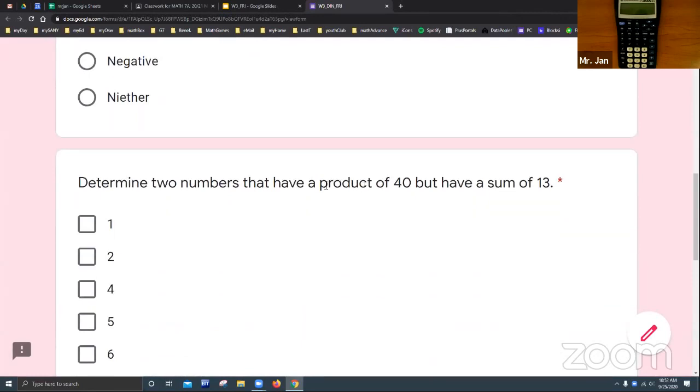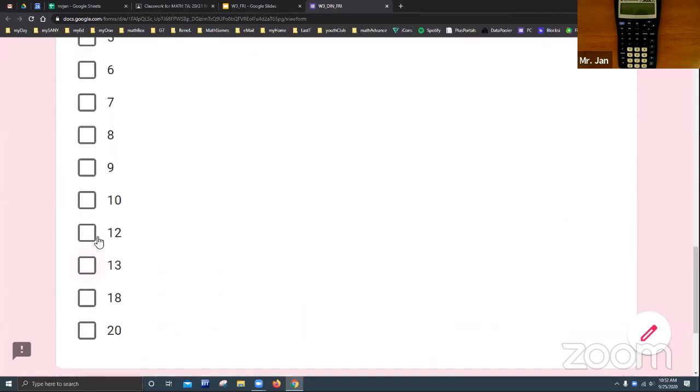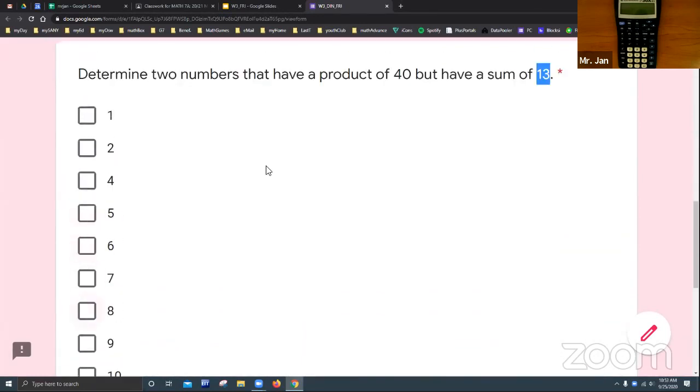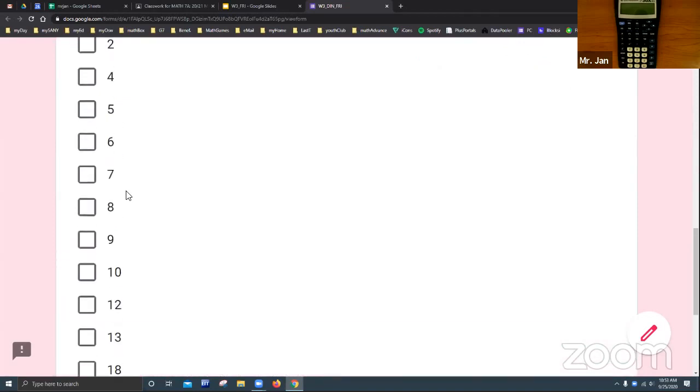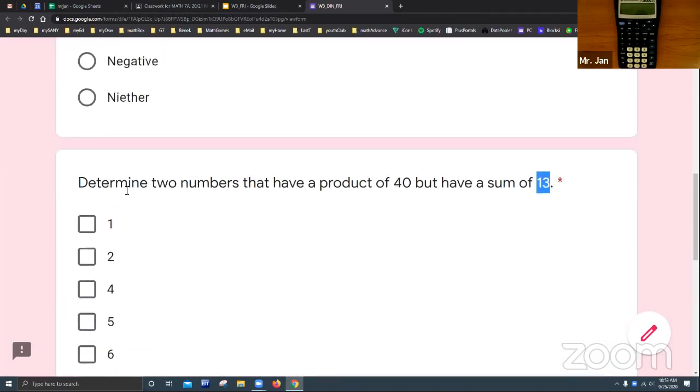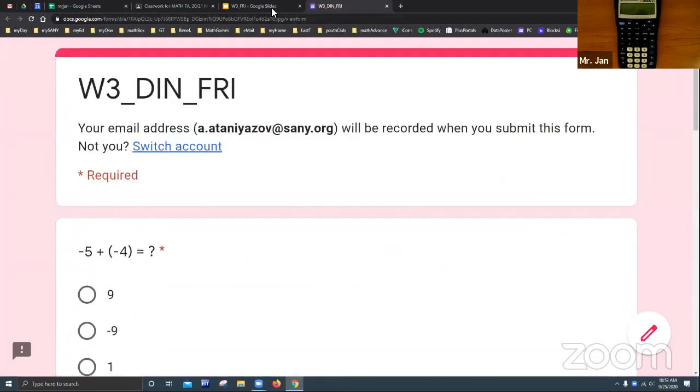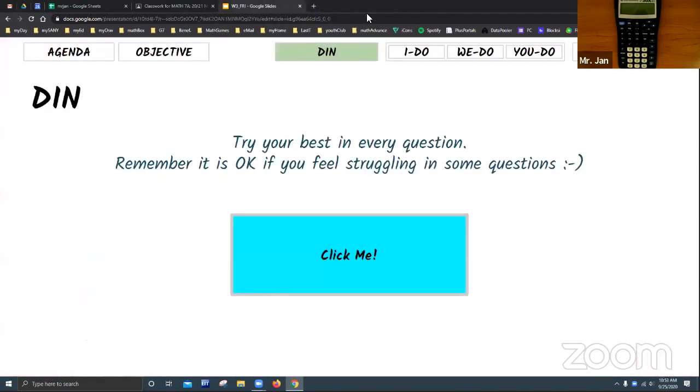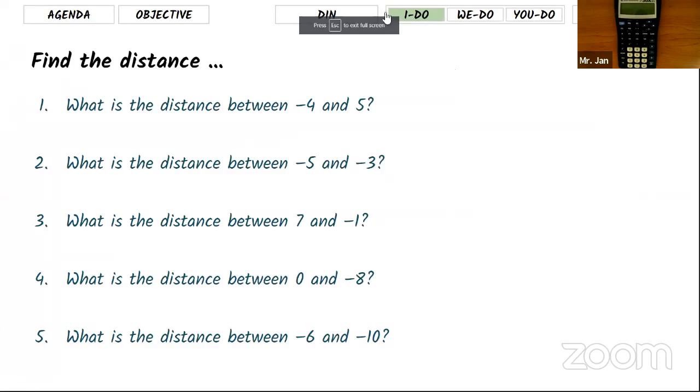The last one is, when you pick two numbers and multiply them, it has to be 40, and when you add them, it has to be 13. It's kind of a tricky problem, but I know most of you can find this. It's just a review from last week. So we finished the previous part, and let's start today's lesson now.